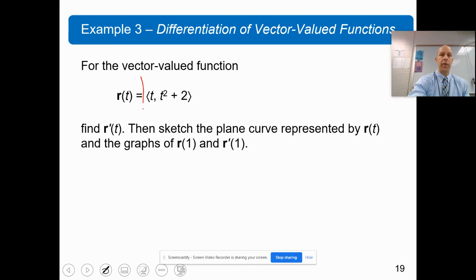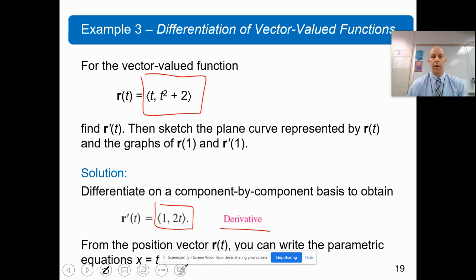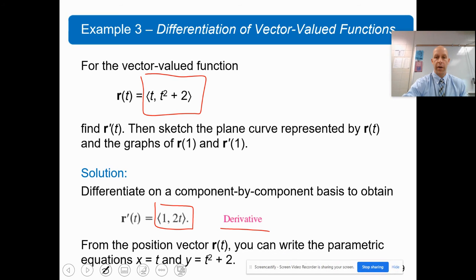So let's find the derivative of our vector valued function r, and then let's go ahead and sketch it. First of all, what is the derivative of t? Well, it's 1. What is the derivative of t squared plus 2? Well, it's 2t. So there's the derivative. Very simple. The position vector r of t, we can write that as a parametric equation where x is equal to t and y is equal to t squared plus 2.